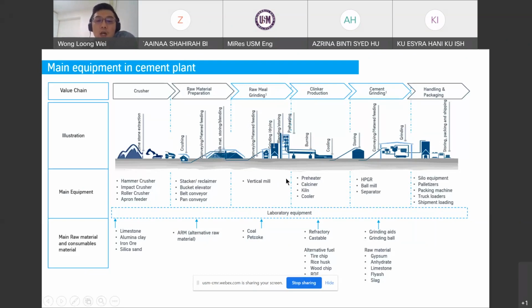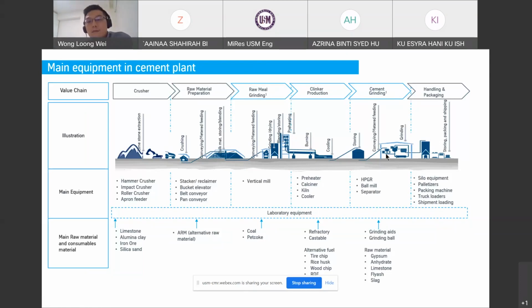In this grinding process, we normally use a mill called a vertical roller mill. In this vertical roller mill process, we use the temperature from the kilns to dry the material from 10% moisture to below 1% moisture. At the same time, it produces powder, from 30 to 40 millimeter limestone size down to 90 micron raw meal, for further burning in the process.